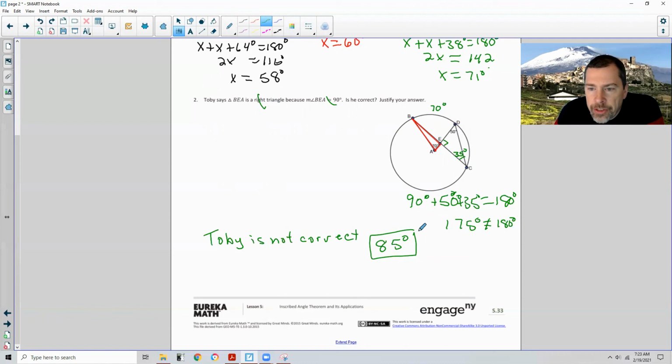Okay, and that's how you would do that one. And I went the wrong direction with my answer here. It's not 85. Okay, if I need 5 more degrees, then that angle measure has to be greater. It's got to be 95 degrees. So Toby's not correct. It's 95.